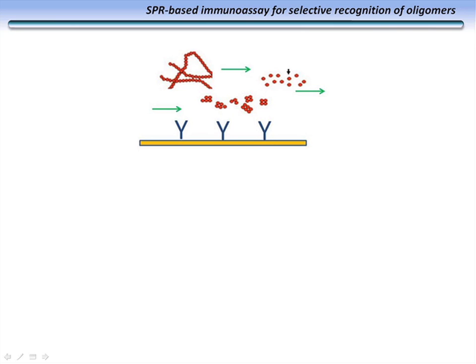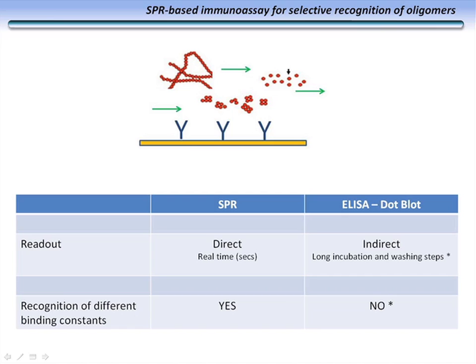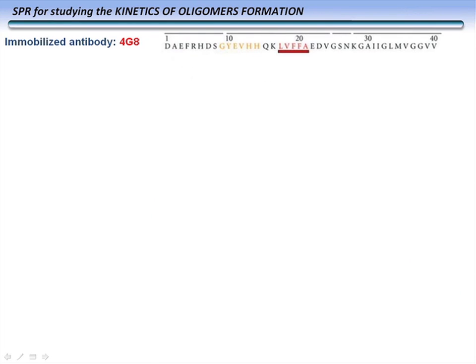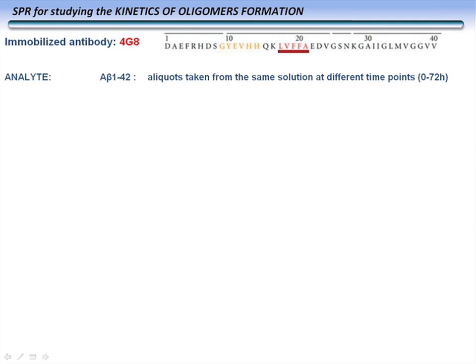So we screened different antibodies, and I will show you the results we obtained with 4G8, which is a very classic anti-A-beta antibody, which recognizes a central domain of A-beta. It's also important that this is a hydrophobic domain of A-beta. Then we injected as analyte a synthetic A-beta 1-42. We prepared a solution of A-beta 1-42 and took aliquots of the peptide from the same solution at different incubation time points. That means at different points of the aggregation process.